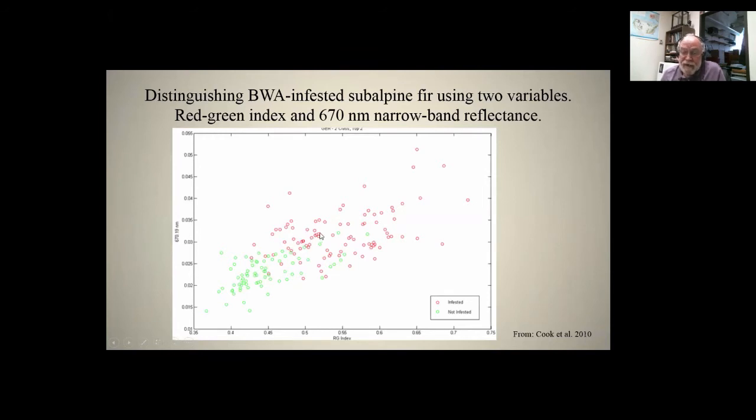And this infestation signature starts to show up within 2 to 3 years of the infestation. Now, for those of you who are Canadian or who like Canadian television, yes, we named this the Red-Green Index, and we did that on purpose. One of my favorite all-time comedies.